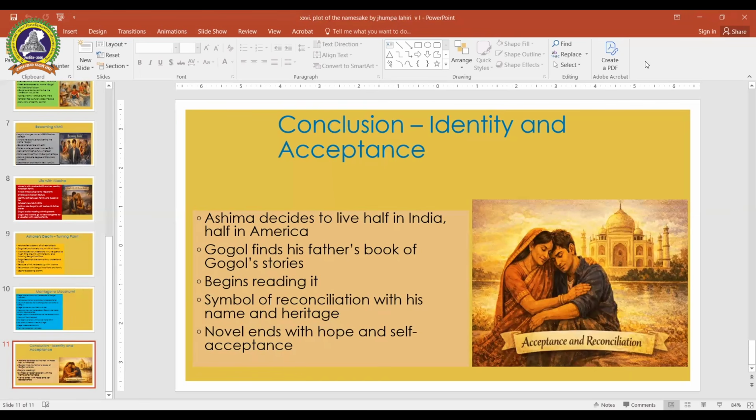Gogol returns home for the party and Gogol finds a copy of the short stories of Nikolai Gogol. This is the gift from his father. Gogol begins to read the short stories of Nikolai Gogol, and therefore this shows that he is slowly accepting his name, his past, his cultural background, his identity, his native cultural sensibility.